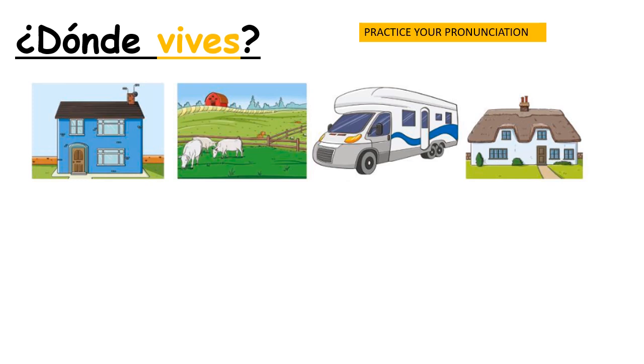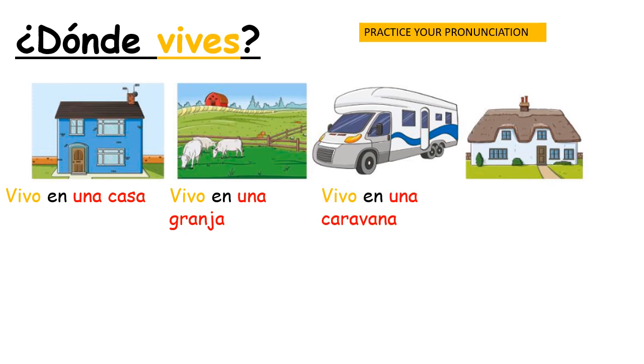So your first one, vivo en una casa. Your next one, vivo en una granja. How am I pronouncing that J? Then got vivo en una caravana. Vivo en una casa de campo. Why are all of these in red? Are they masculine? Are they feminine? What does the una mean? Okay.